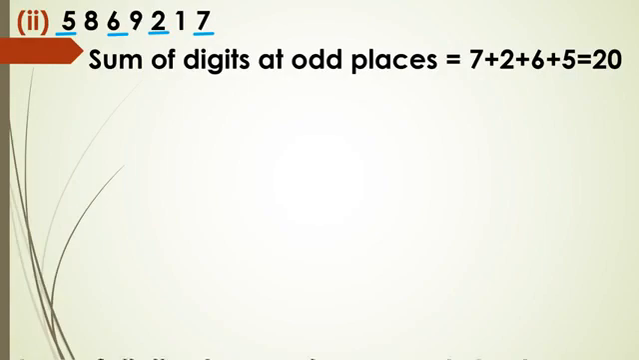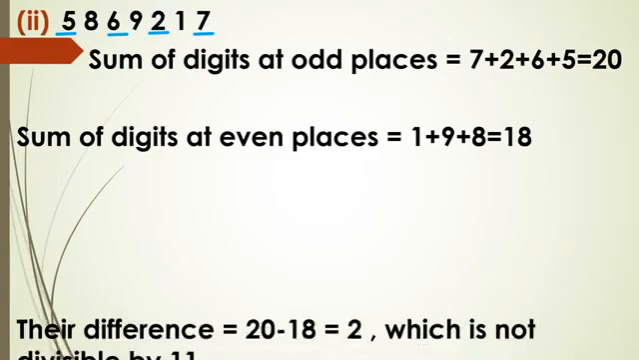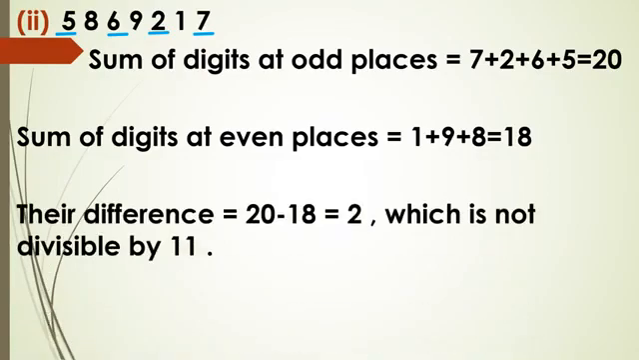Now find out the sum of even place digits. It is 1 plus 9 plus 8, which is equal to 18. Find out their difference now. 20 minus 18, which is equal to 2. Is 2 divisible by 11? No, it is not divisible. So the number 58,69,217 is also not divisible by 11. Hope you have understood now.